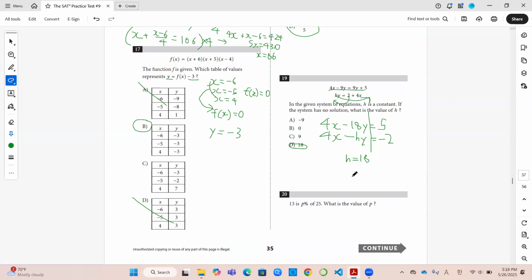Okay, moving on to question number 20. 13 is p% of 25. What is the value of p? Whenever you're encountering percentage problems, always divide this by 100. So p over 100 times 25 is equal to 13. P over 4 is equal to 13. P is equal to 52.